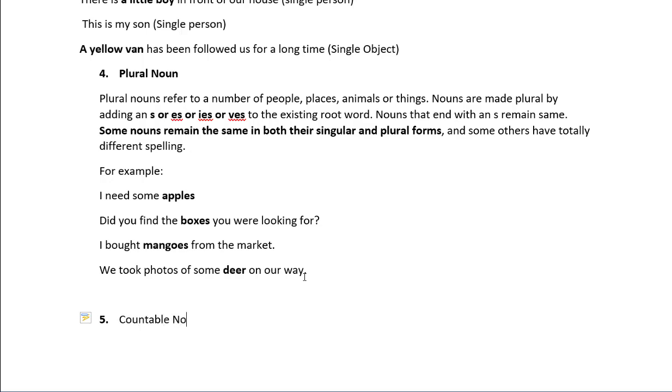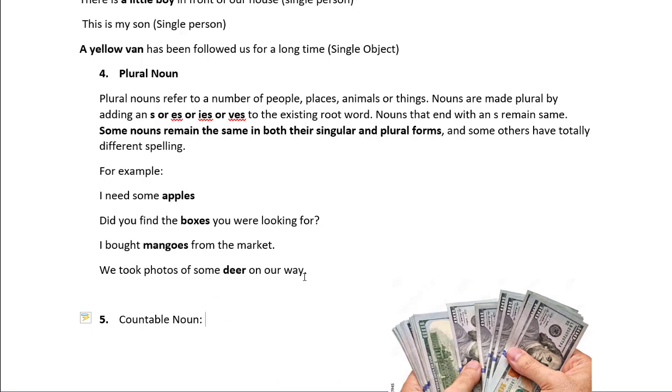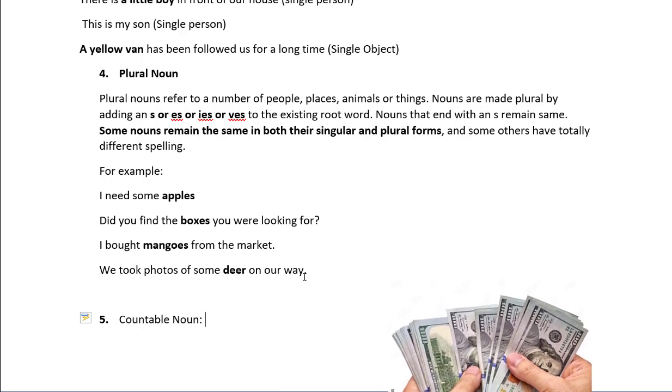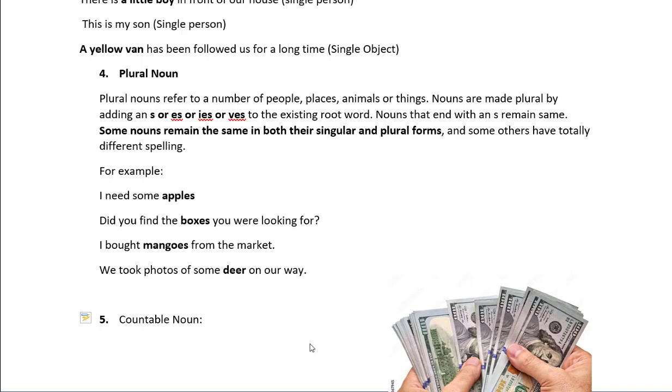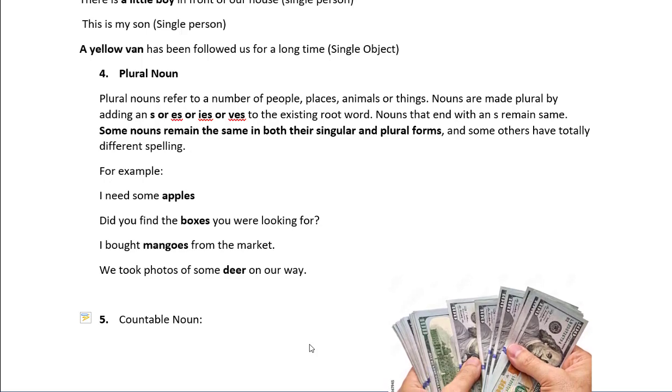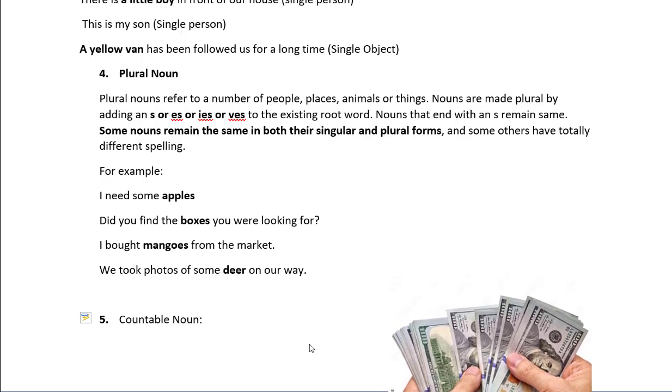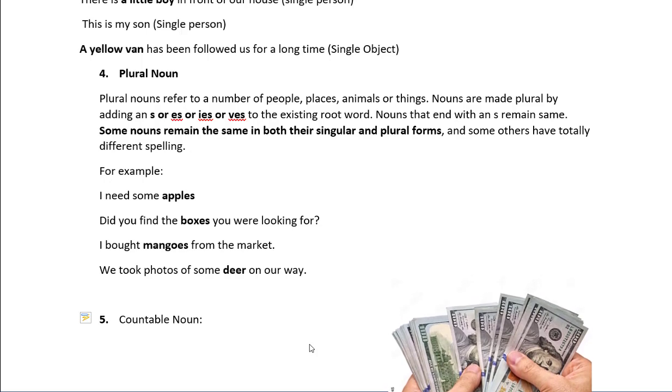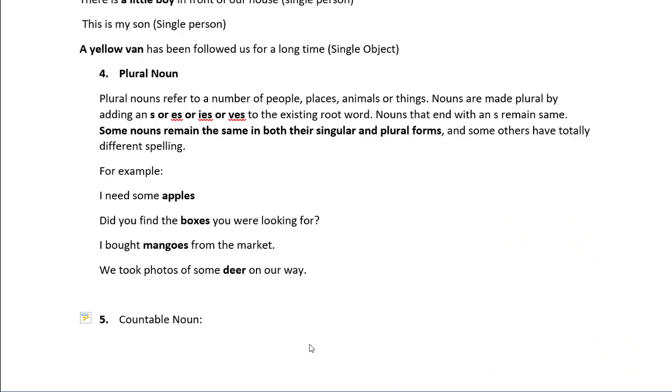Countable noun. Before going to start, I'm going to give you a little information. In a few words, we can say countable is something that is able to be counted, such as 1, 2, 3, 4. What is this? This is counting. We can say 1 pack of Lays, 2 packs of Lays, 3, 4, or 1 egg, 2 eggs, 3 eggs, 4 eggs. This is countable. So these are the nouns which are able to be counted.